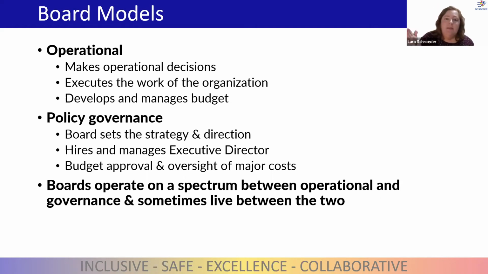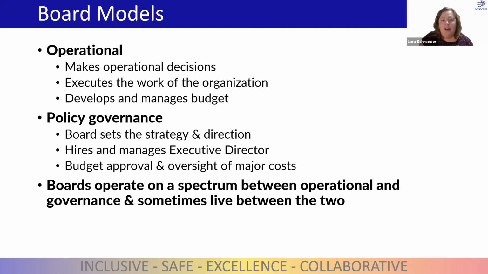On the other side of the spectrum is the Policy Governance Board, which sets the strategy and direction, hires and manages the executive director or CEO, and then approves their operational and spending plans. Often, sport boards and other nonprofits live somewhere in the middle between operational and strategic. And that can work as long as you have policies that adequately support those things.